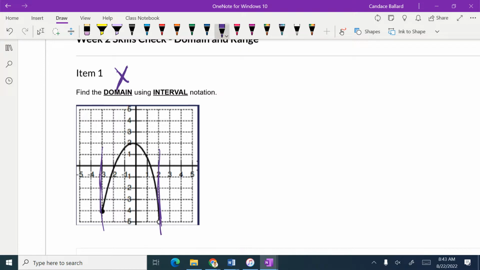What X value did we start with here, on item 1? -3. Where did it end? 2. You could have dragged those in there and then worried about the other part. Should my -3 be open or closed? Closed. Are we doing inequalities or parentheses and brackets? We're doing interval. So for a closed, do I need a parenthesis or a bracket? Bracket.